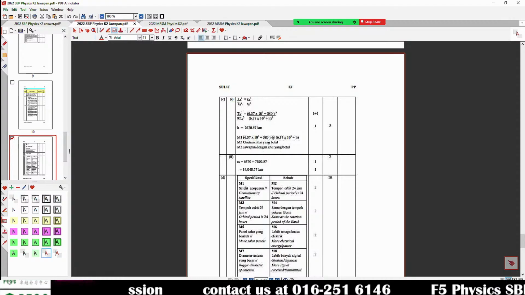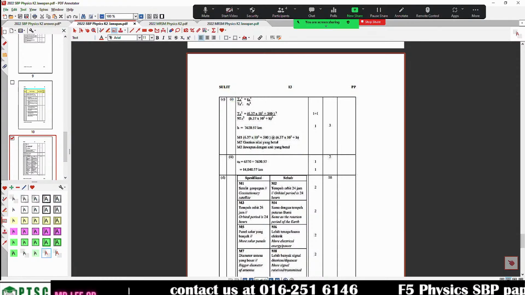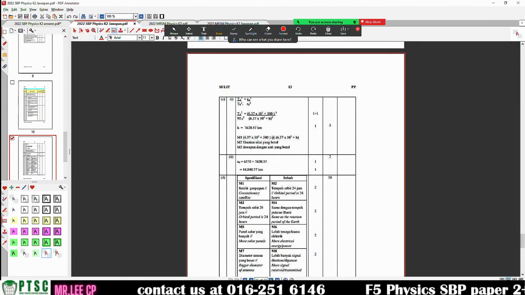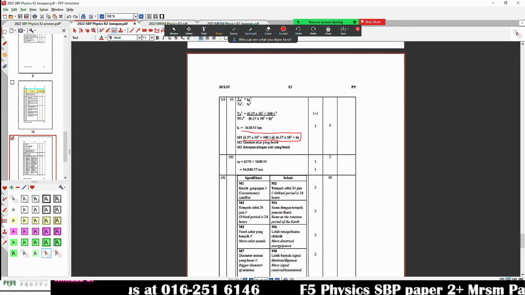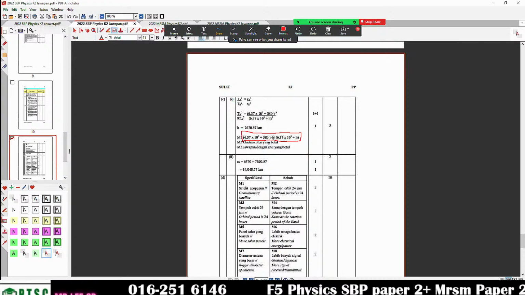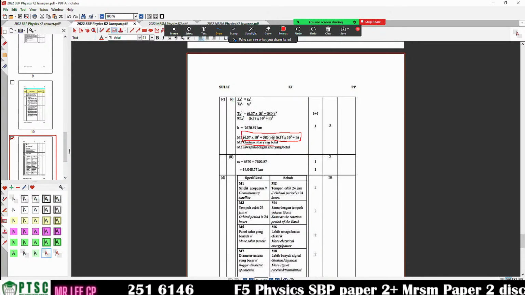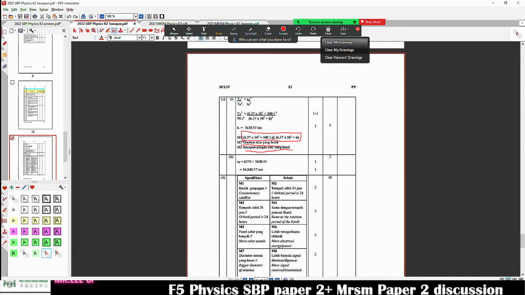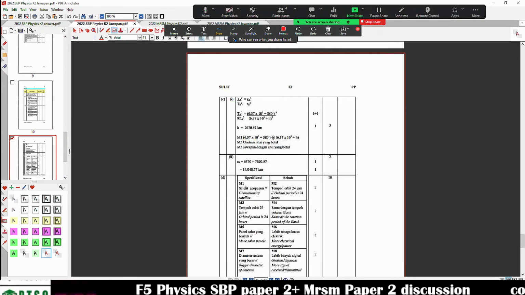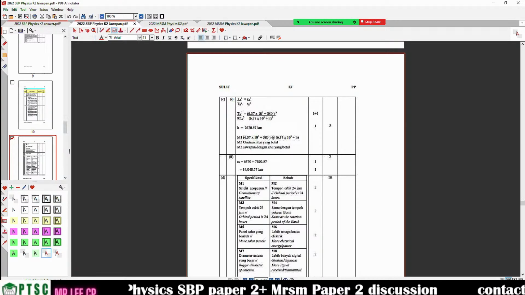So the answer will be here. You see, the mark 1 is you got to have this one, right? And then change to the correct unit. So the correct unit can be in meter or it can be in km. But the answer given is in km.